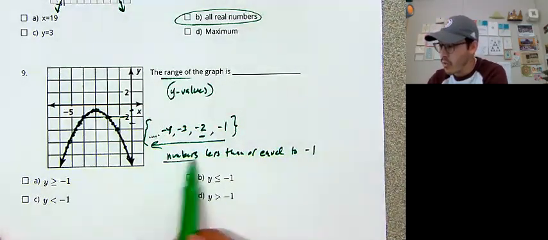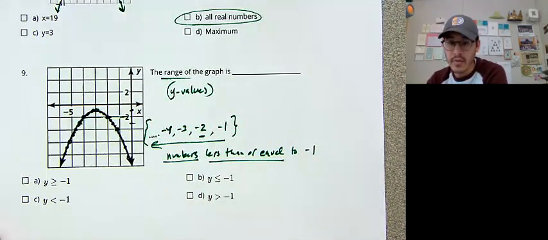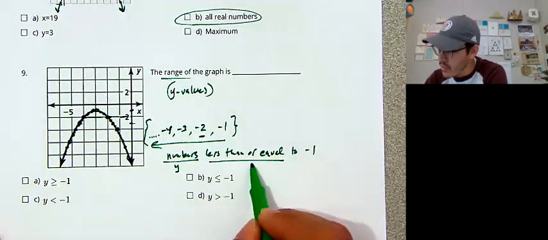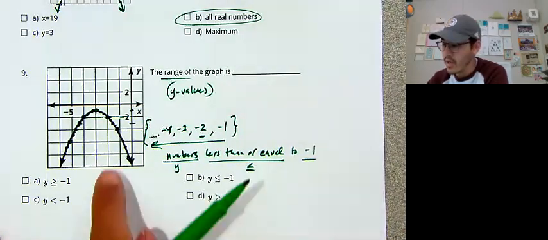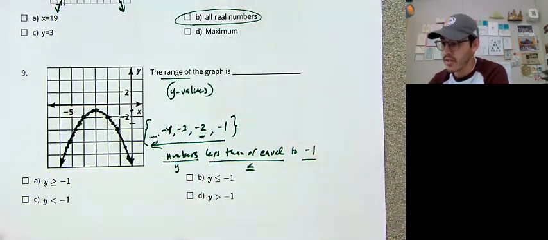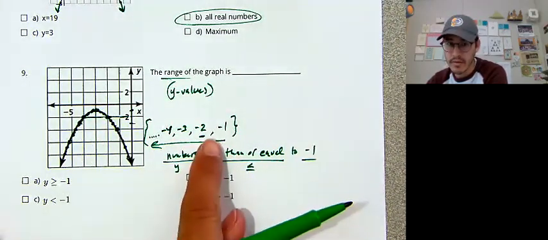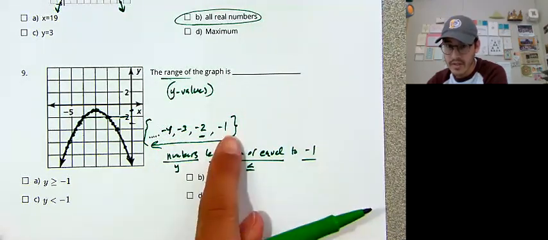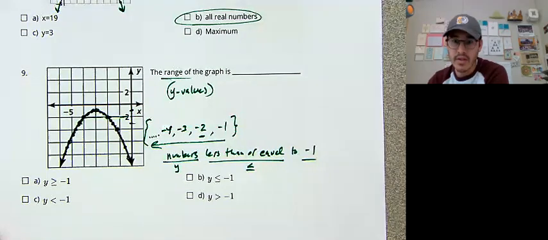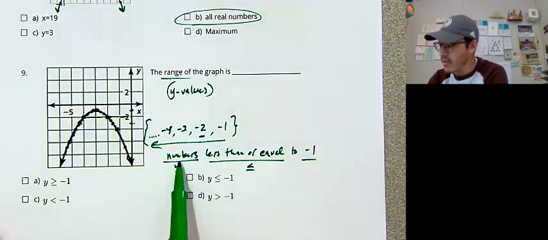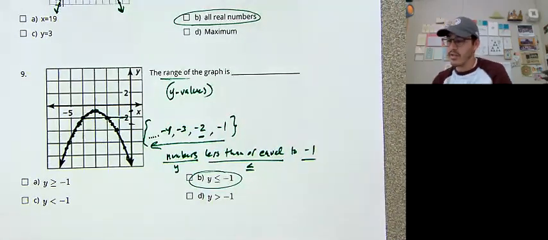Now replace the word numbers with the variable y, replace the phrase less than or equal to with the symbol less than or equal to, and then -1 is just a number. So we went through this thought process of picking out certain points along the parabola and writing a list of the y values. Then we describe that list using words, and then we convert that sentence into a symbolic expression. So y values, numbers that are less than or equal to -1. So that's going to be answer choice B.